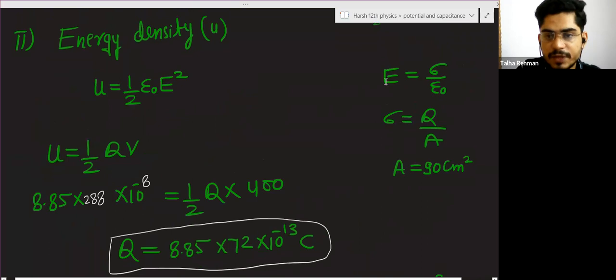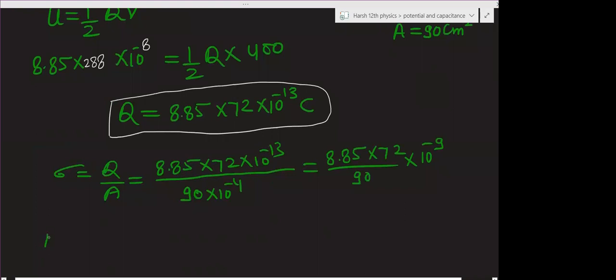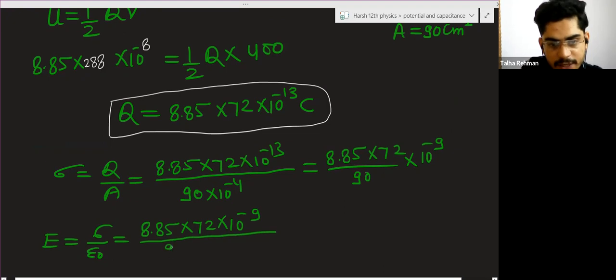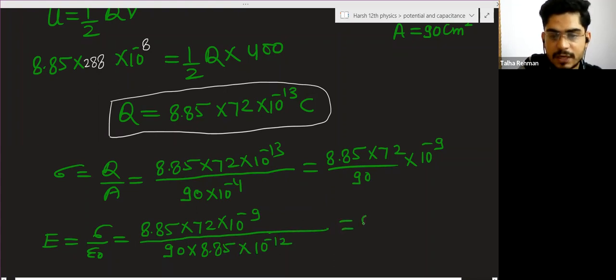And if we have sigma, then we can calculate the electric field if I divide this by epsilon naught. So electric field is equal to sigma by epsilon naught. Sigma is 8.85 into 72 into 10 to the power minus 9 divided by 90, and also we have to put the value of 8.85 into 10 to the power minus 12, and we will get the value of electric field as 800 volt per meter, or the other unit of electric field is newton per coulomb.